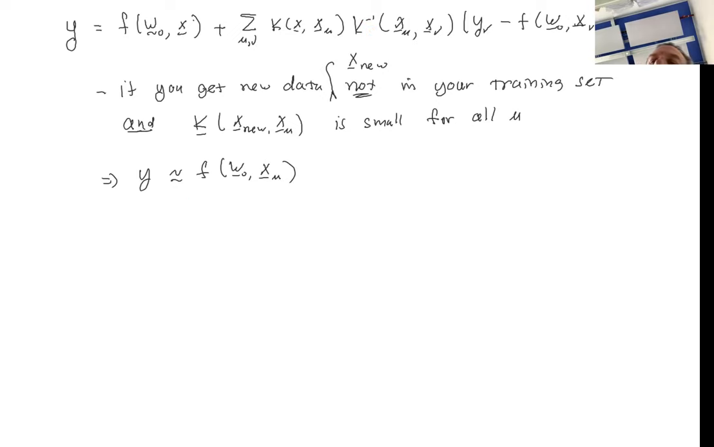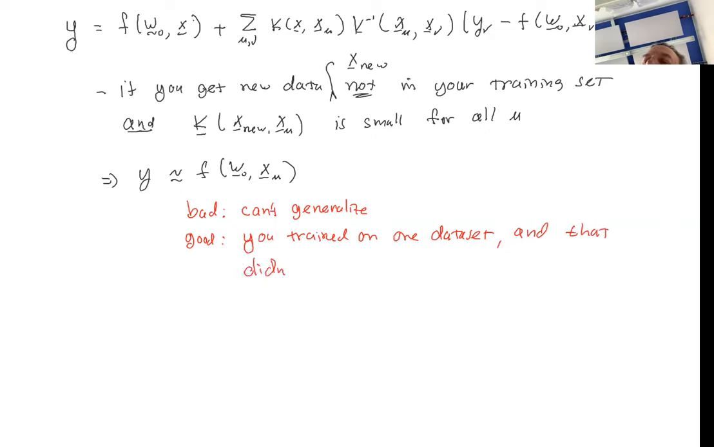So this is good and bad. The bad is it can't generalize. But the good is that data sets don't really interfere. What's happened is you trained on one data set and that didn't affect the other. This implies tasks don't interfere. So basically, tasks don't interfere if the kernel is small.